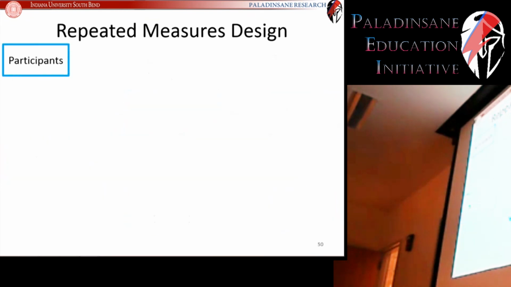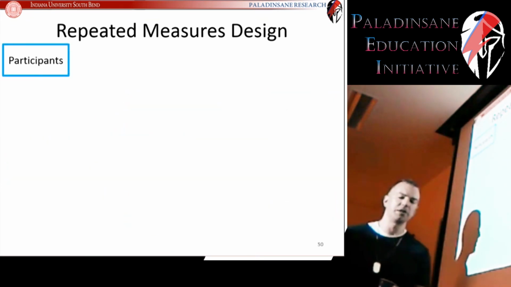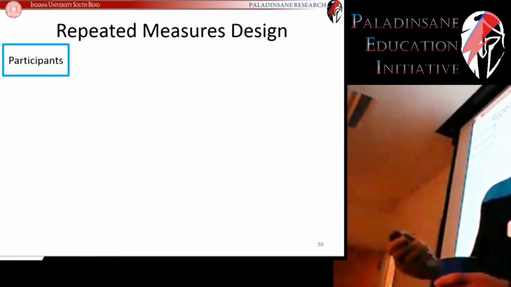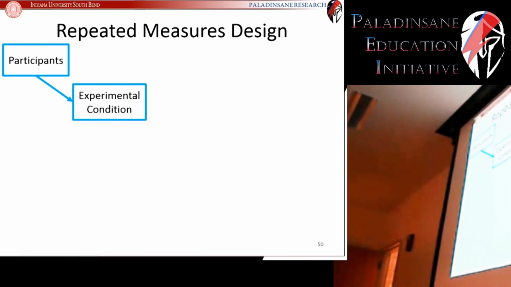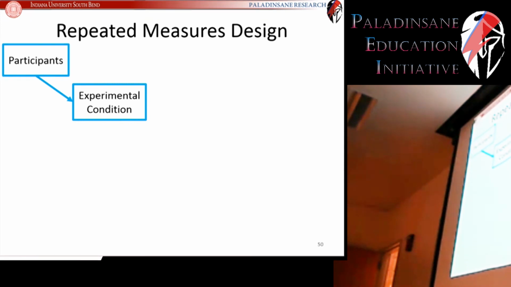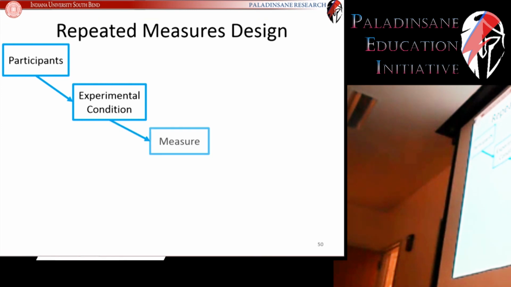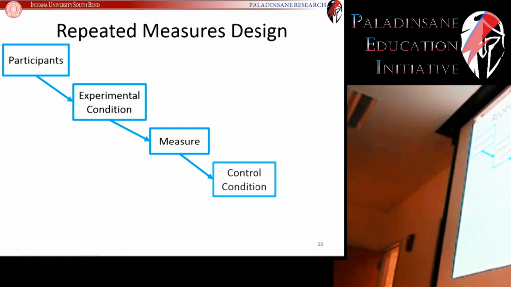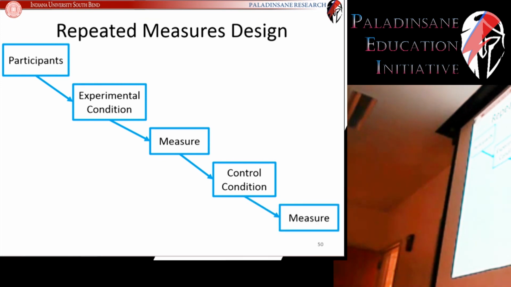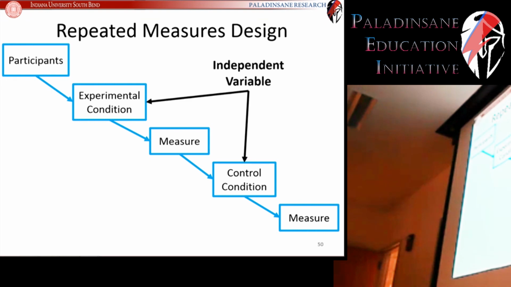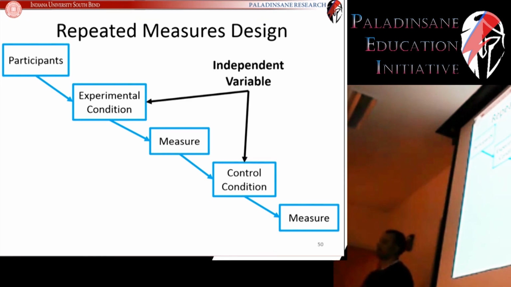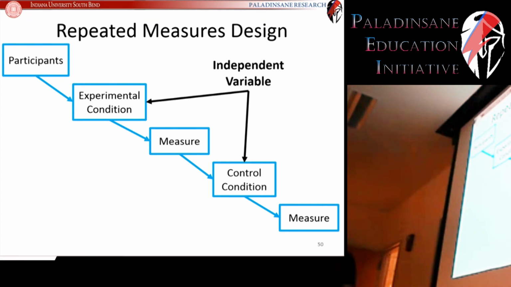But we have to show this a little bit differently because of the nature of repeated measures. So this is the way that a repeated measures design works. You have your participants, and then they experience the experimental condition, and they also experience the control condition. You would measure them after the experimental condition, and then after the control condition. And that's your independent variable right there: the difference between the experimental condition and the control condition, that's what you manipulate.